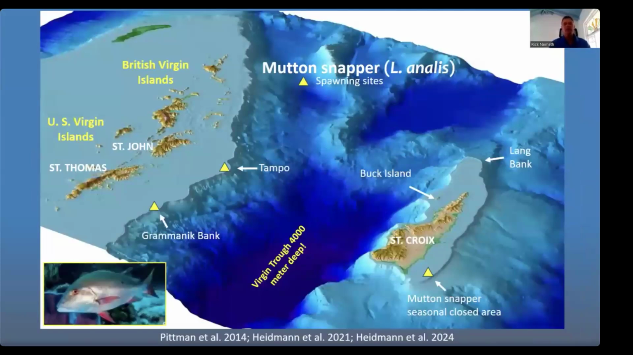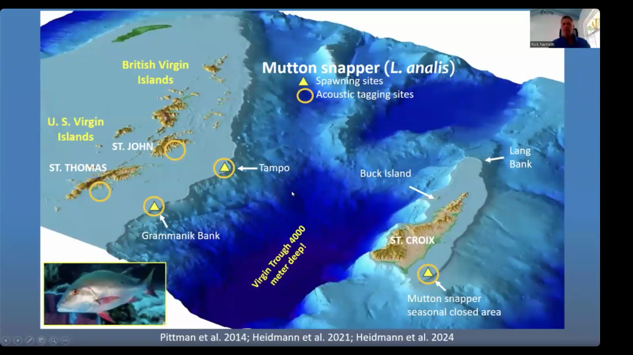Now let's look at mutton snapper in the U.S. Virgin Islands. As I mentioned before, the yellow triangles represent mutton snapper spawning sites. The orange circles shown here represent different acoustic telemetry studies, some which were near shore, and others where fish were tagged at spawning aggregation sites on the shelf edge.